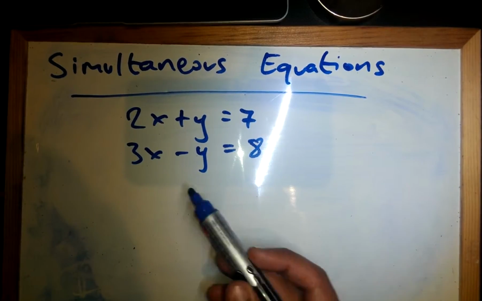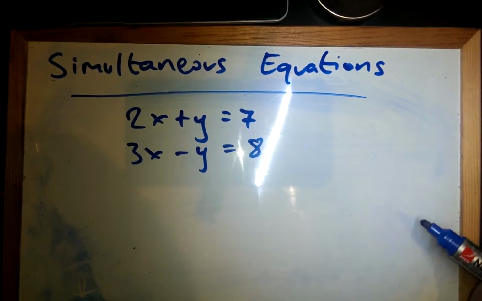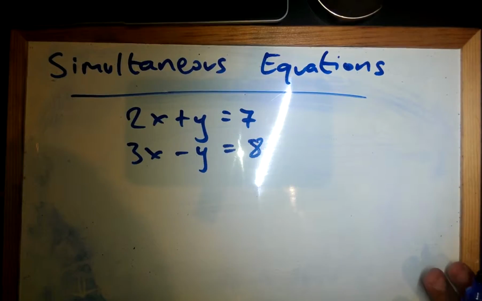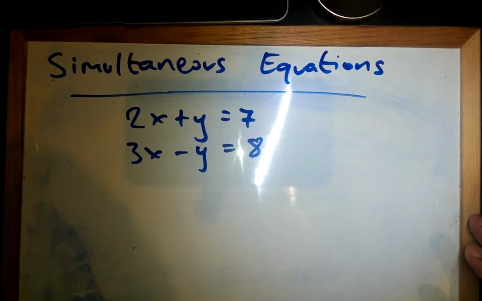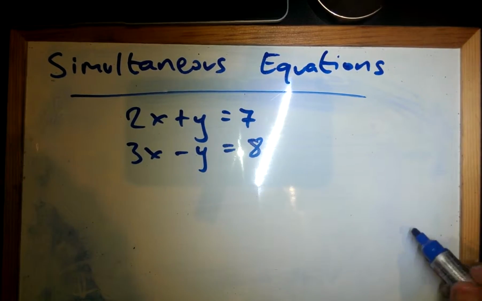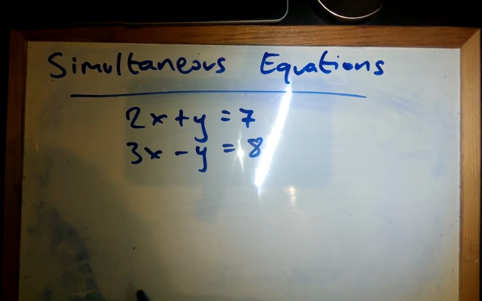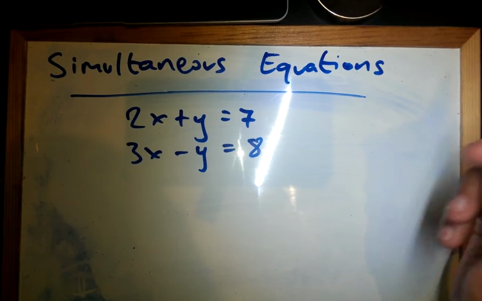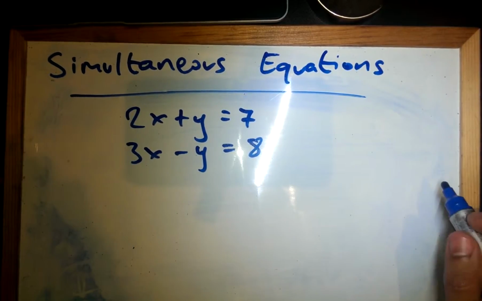So what we have here is two variables, x and y. What the aim is, to make life a little bit easier for ourselves, is to get rid of one of these variables. Once we get rid of one of these, we'll be able to find out what x or what y is and substitute back in to find out the other missing one.